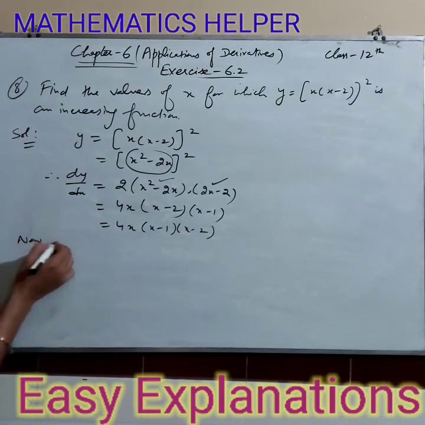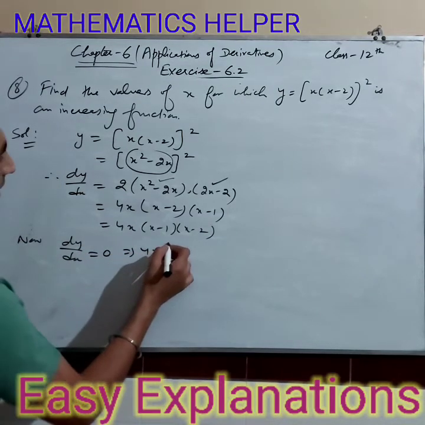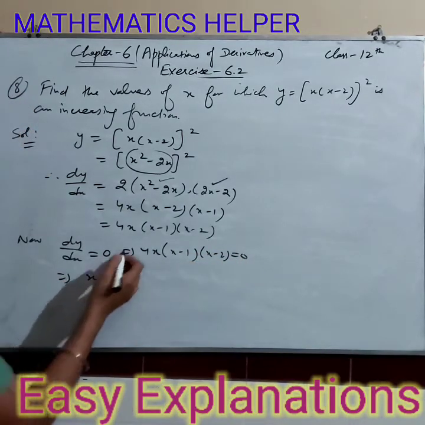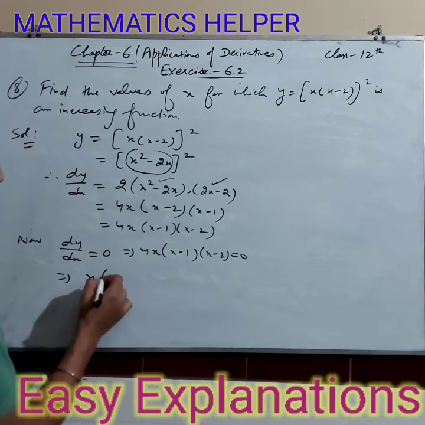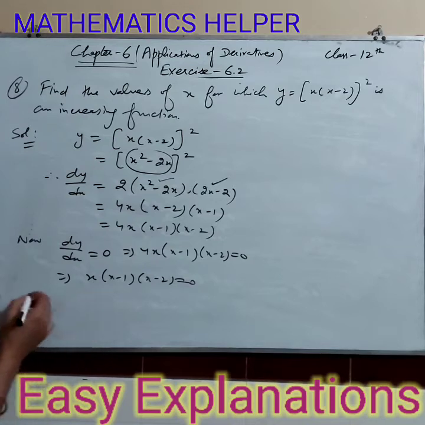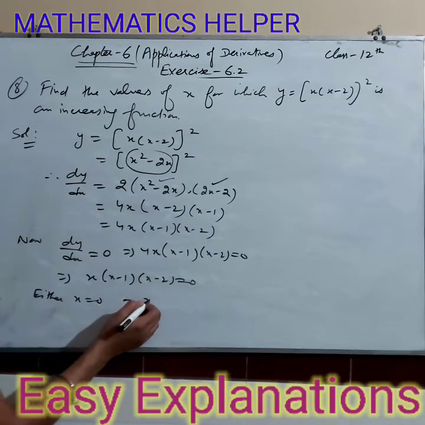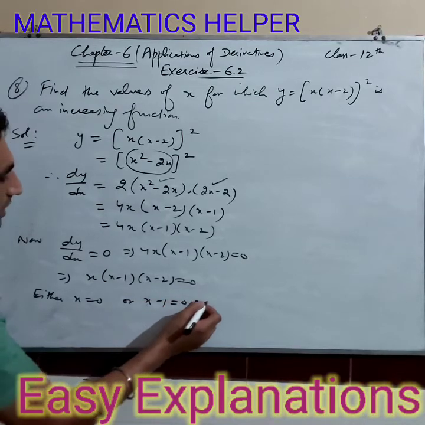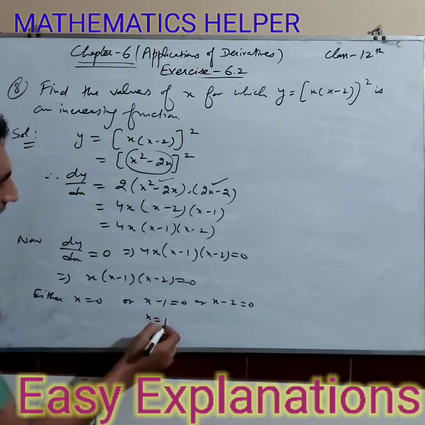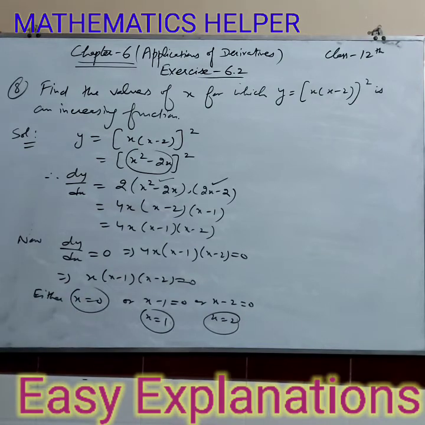Then try to remember we always write derivative equal to 0. So dy over dx equal to 0 implies 4x (x minus 1)(x minus 2) equal to 0. Or we can say 4 when we shift below, it will be 0. So x into (x minus 1)(x minus 2) equal to 0. When we put one by one all these values equal to 0, either x equal to 0 or x minus 1 equal to 0 or x minus 2 equal to 0, you will have x equal to 0, 1 and 2. 3 values.